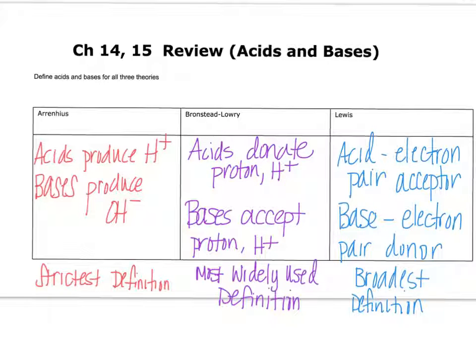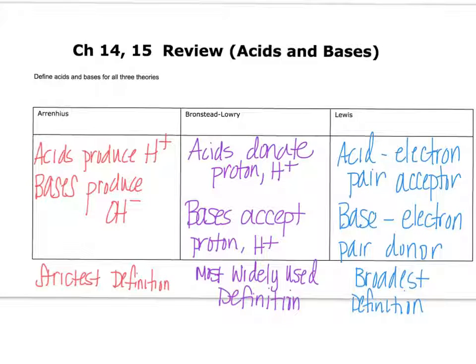So our 3 basic definitions of acids and bases, all 3 theories. You are responsible for knowing all 3 theories. The first one was the Arrhenius theory, and that one was the one that we said was the strictest definition, meaning there's going to be fewer things considered to be an acid or a base under this definition. And it states that acids have to produce a hydrogen, and it states that bases have to produce a hydroxide when they're mixed in water.